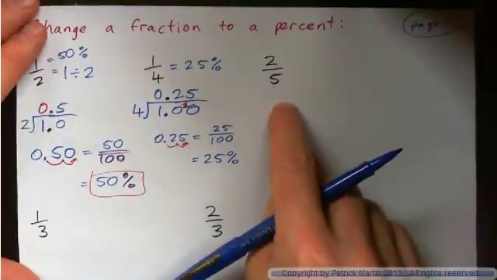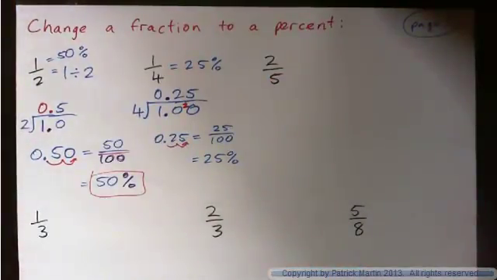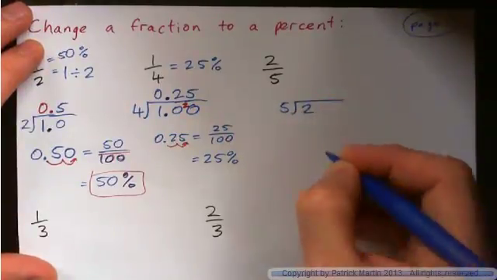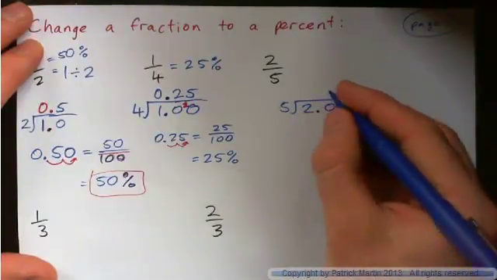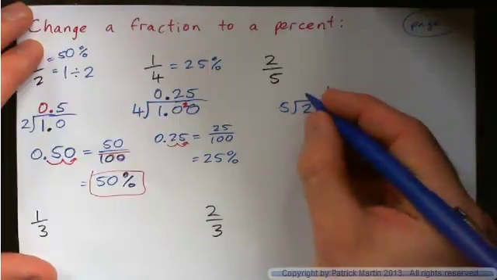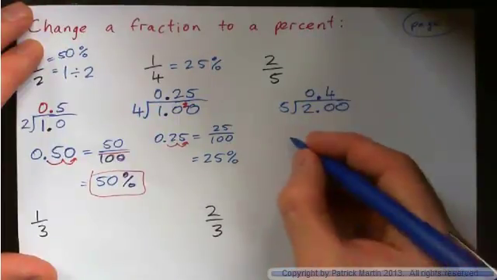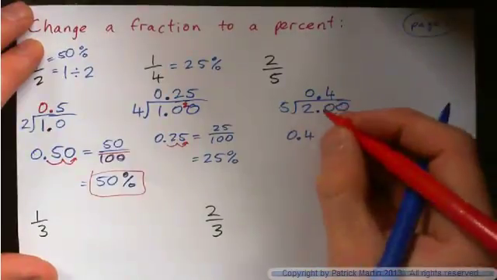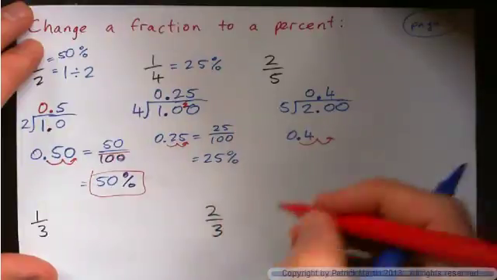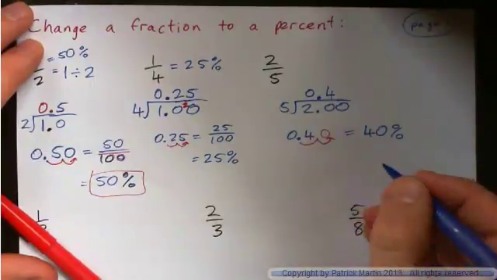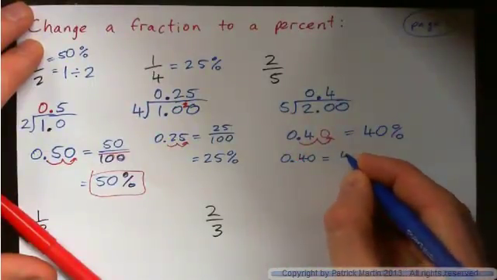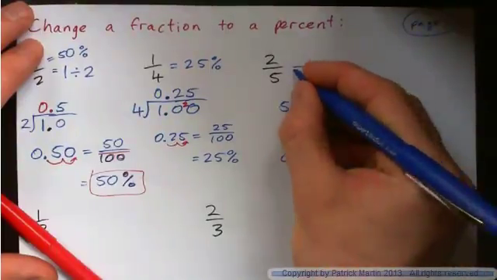So please press pause and do 2/5 by yourself, see what you get. Okay, I'll do it now. You've got to go 5 into 2. And I'll stick on a couple of zeros and see what happens. 5 into 20 goes 4 times. No remainder. So I'll put a decimal point here, put in a 0. So I have 0.4. And I could just move the decimal point 2 spaces to the right, stick in a placeholder 0. So that gives me 40%, right? Or in other words, 0.40 equals 40 hundredths, which is 40%. So this is 40%.